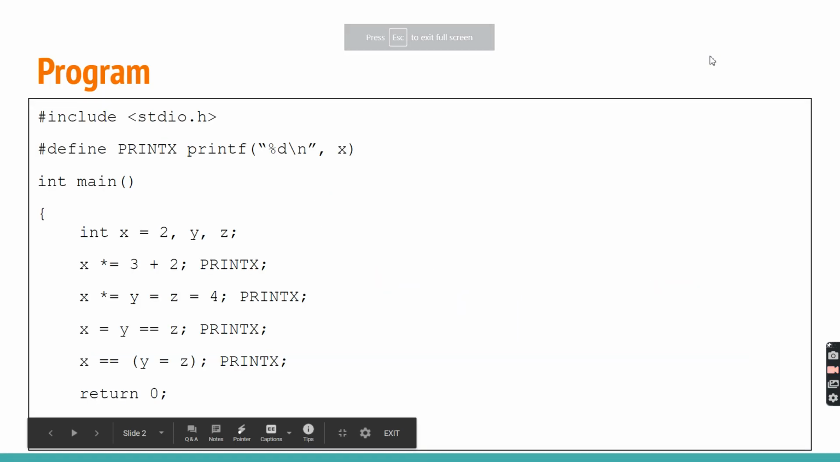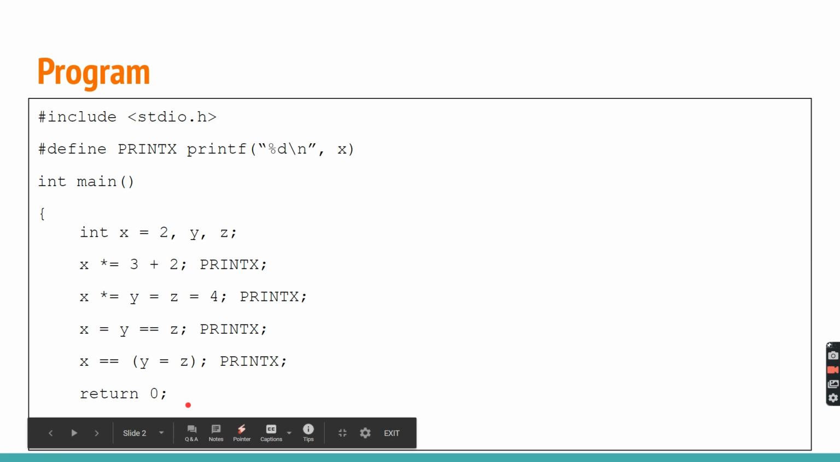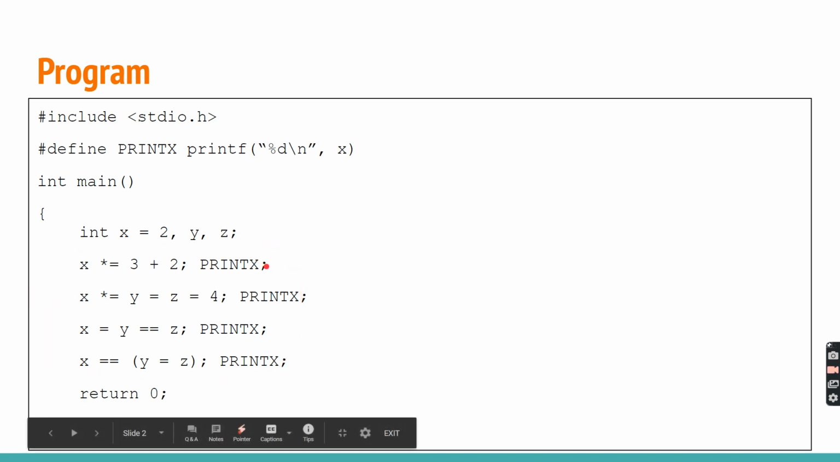So looking at the program here, we have our main program. We have our include or standard input-output header along with a defined macro, which I'll explain here in a bit. We have our main function body. We've declared the integer variables x, y, and z, with x being the only one initialized, at 2, prior to jumping to these expressions, followed by their macros, and last but not least, the return 0, which will go ahead and exit our program.